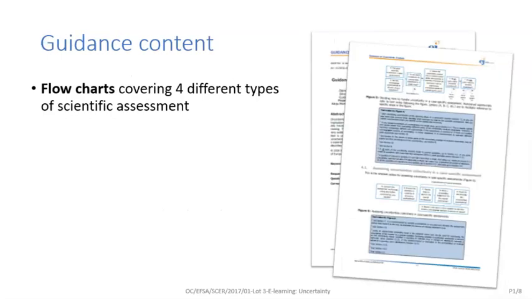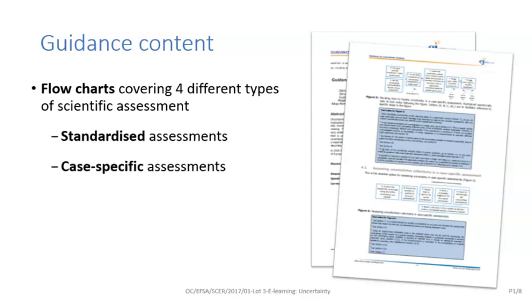The guidance on uncertainty analysis contains flowcharts providing step-by-step guidance for 4 different types of assessment. The most common types are standardized assessments and case-specific assessments. Standardized assessments are common for regulated chemicals with standard data requirements and standardized assessment procedures.